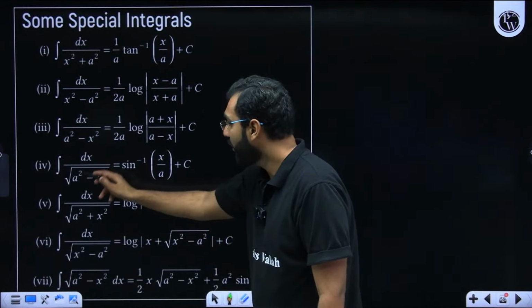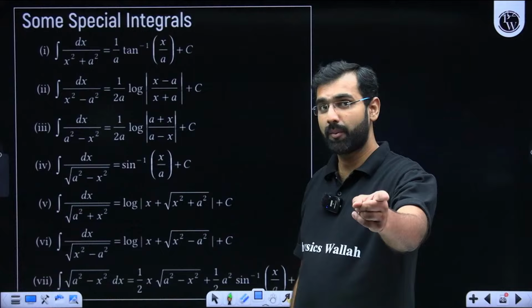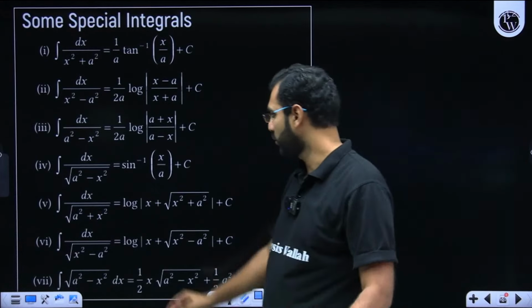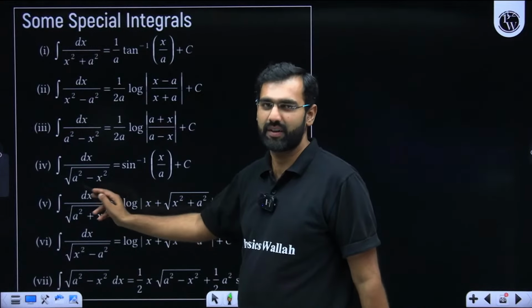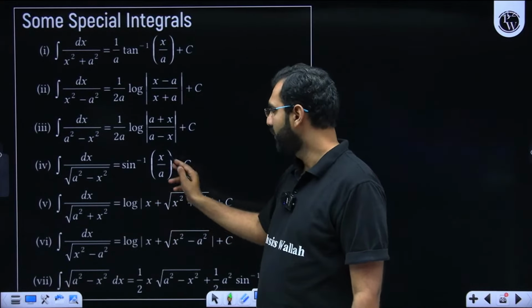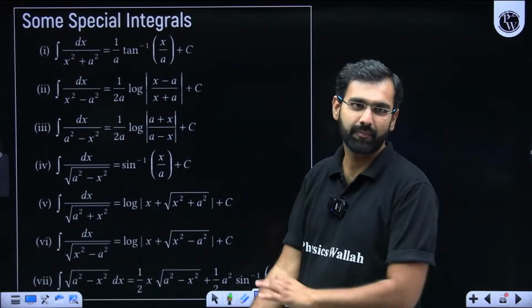Here, 1 upon under root a square minus x square. If it is 1 upon under root 1 minus x square, it is sine inverse x, but if it is a square minus x square inside an under root in the denominator, it will be sine inverse x upon a. Remember that.